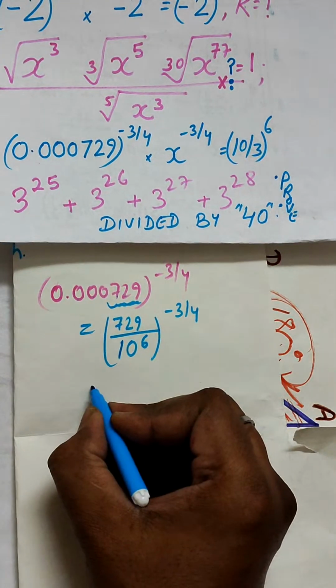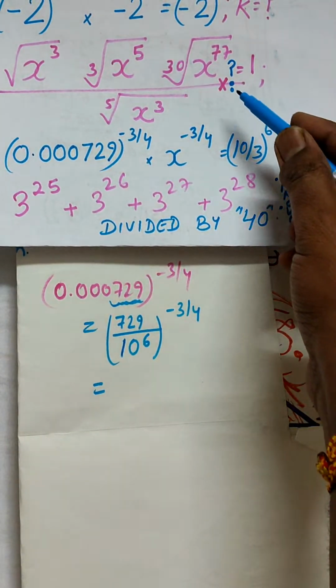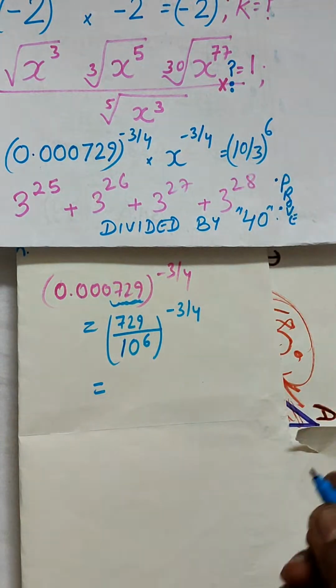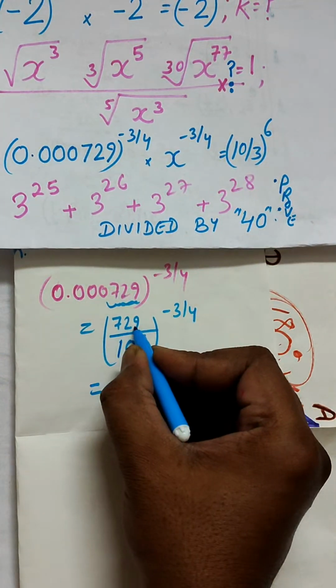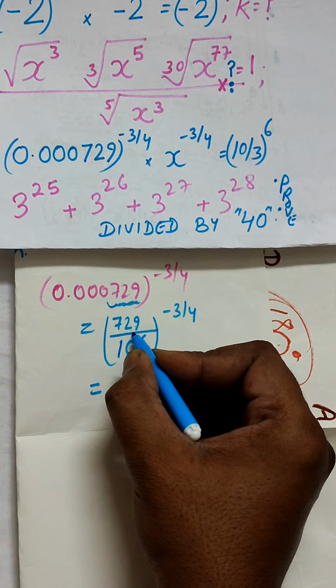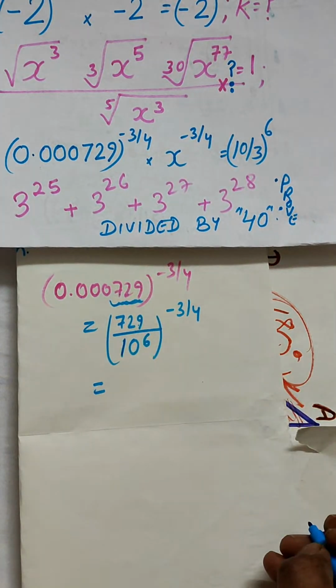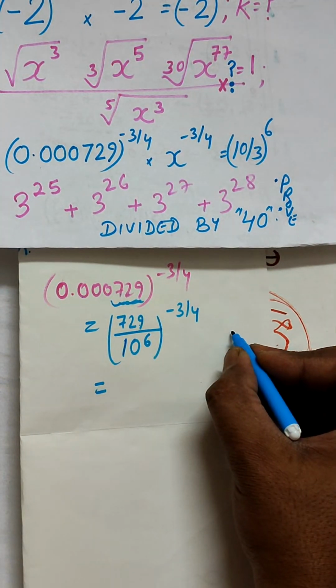Now I'm solving the second question, just this one. Okay, so 729. For 729, you can take the factors of 729 and see what the factors are.